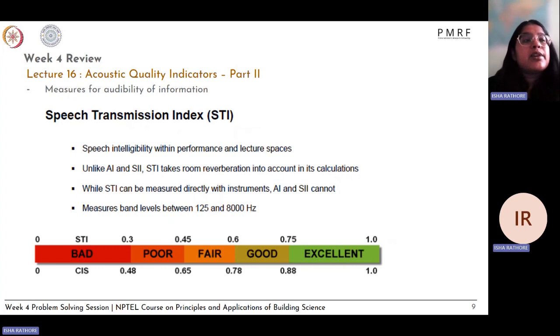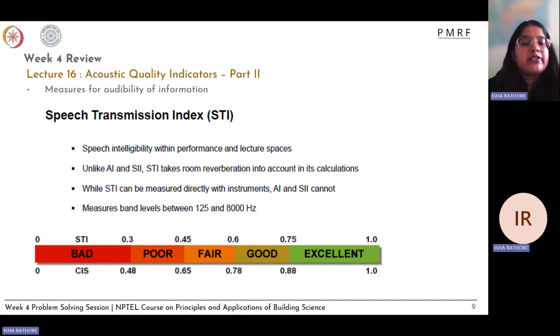While the STI can be measured directly from instruments, the articulation index and the speech intelligibility index or SII cannot be measured directly from instruments, because the articulation index is based on the average person's hearing capacity and how much background noise they can perceive as normal. SII also depends on the frequency bands. So you cannot directly measure them with instruments, but the speech transmission index or STI you can measure directly with instruments.